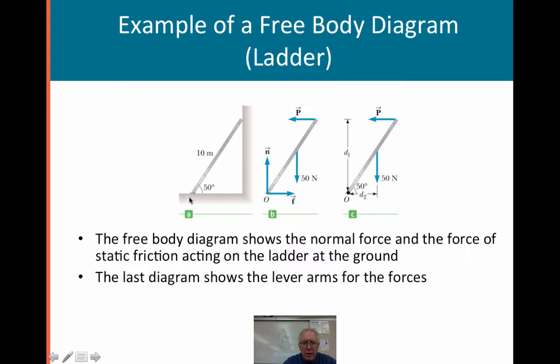Here's a free body diagram. This is a classic problem for equilibrium. It's a ladder problem. You have all kinds of problems involving ladders. But here's just the ladder by itself, and it's at a 50-degree angle, and it's just getting ready to slide.